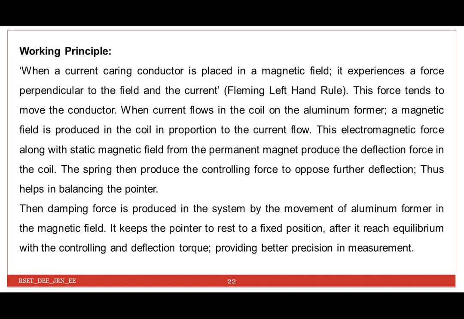Now the damping force is produced in the system by the movement of the aluminum former in the magnetic field. It keeps the pointer at rest, at its final fixed position, after it reaches equilibrium between the controlling and deflecting torque, providing better precision while measuring.